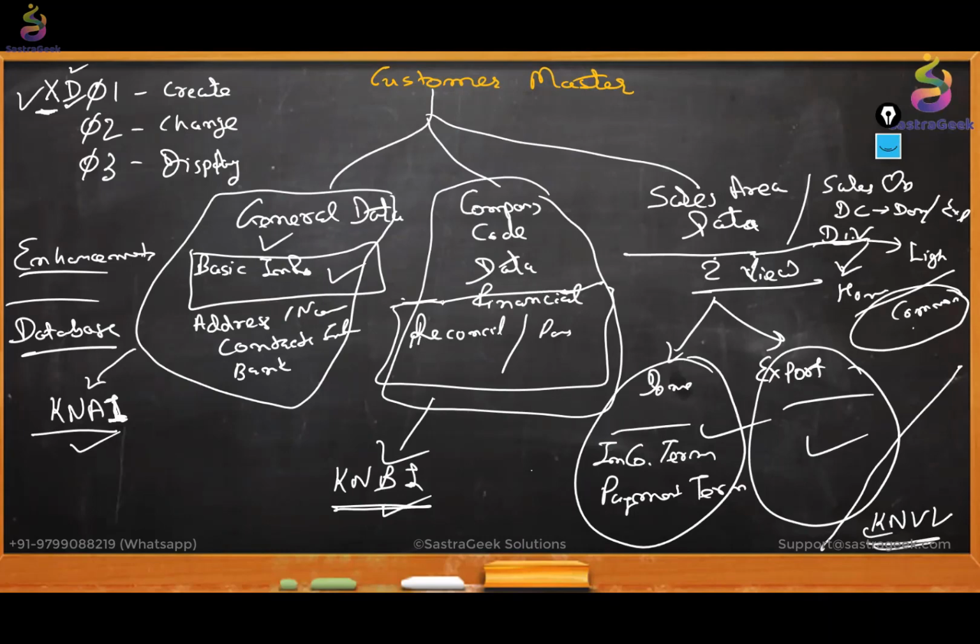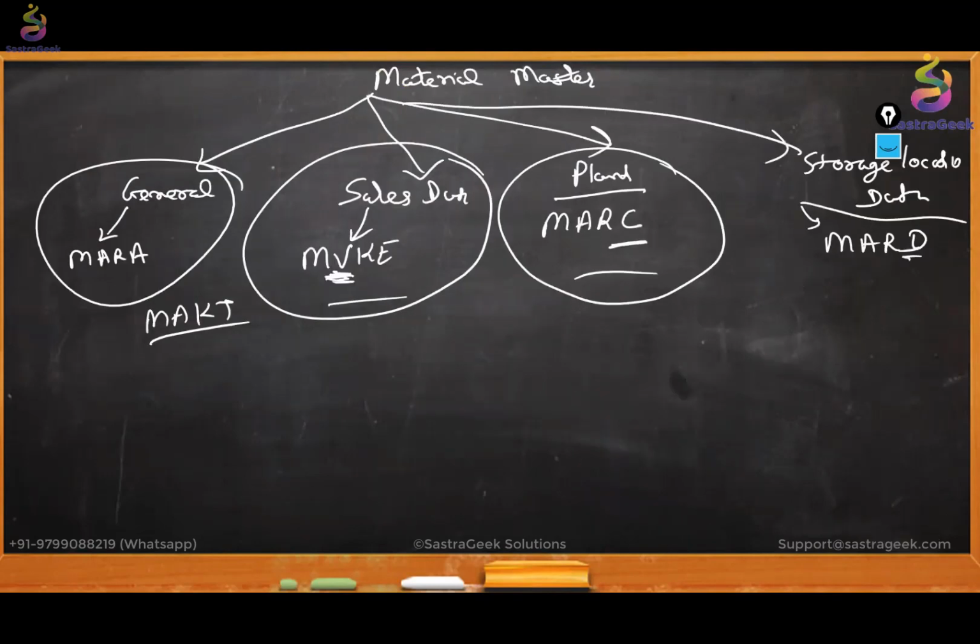And then we talked about what kind of information is there and which tables are being updated, like KNA1, KNB1, and KNVV. Subsequently, we also covered the material master's important tables: general data is part of MARA, sales data is part of MVKE, plant data is part of MARC, and storage location data is part of MARD.